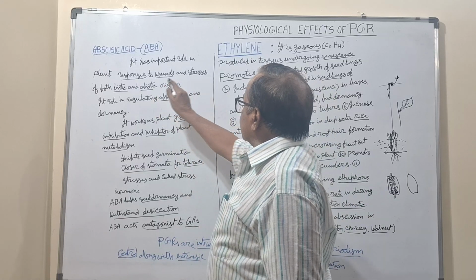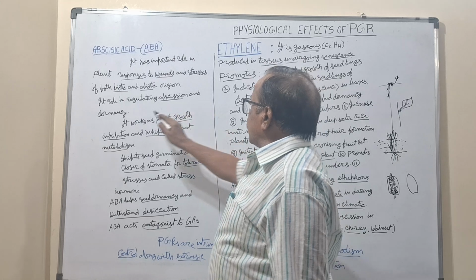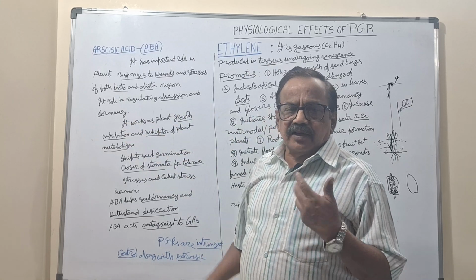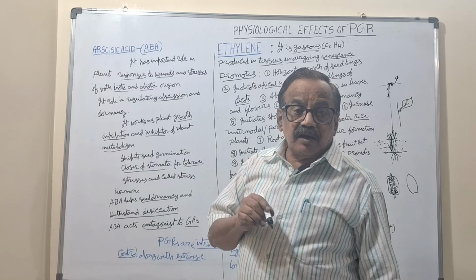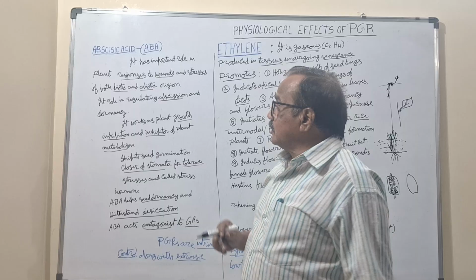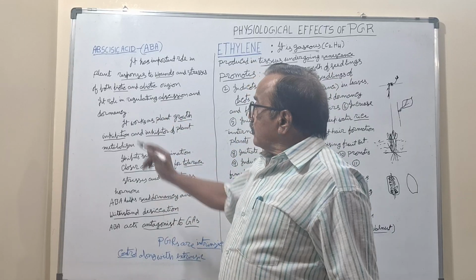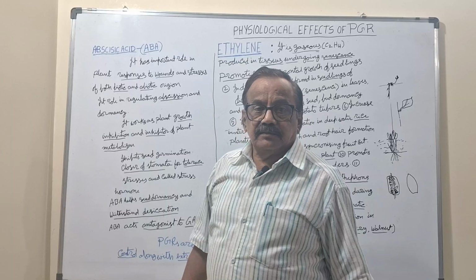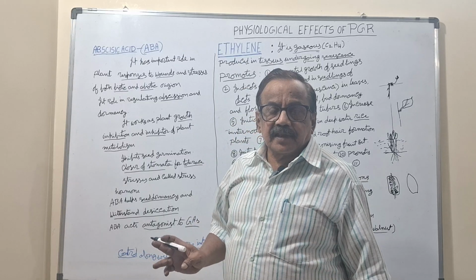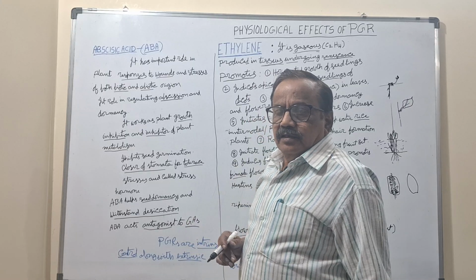So it plays a role in regulating abscission and dormancy under both biotic and abiotic stress. I already told you, abscission means layer formation. Abscission will be formed by ethylene and abscisic acid both. Remember it. This is an important statement. And dormancy is done by abscisic acid only. Dormancy means a sleeping, inactive condition for some time. That is called dormancy.